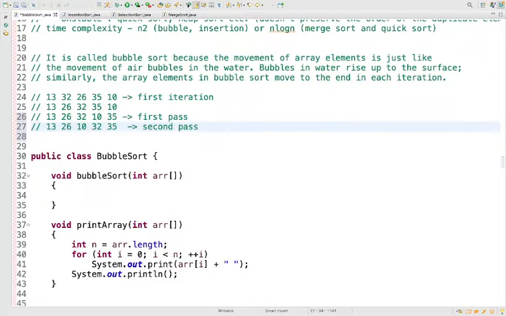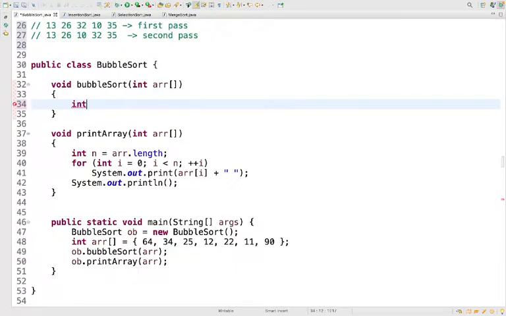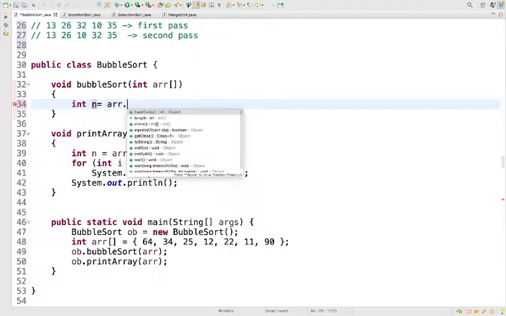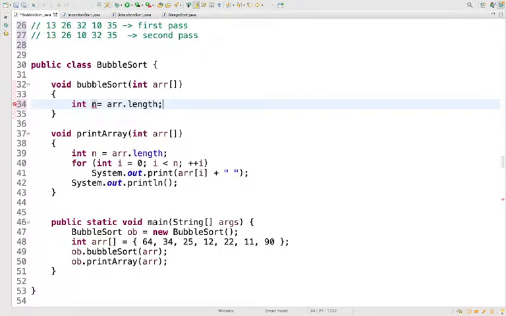So now we have to implement it. The template is the same again. We will have a main function, some predefined array, and a print array function to print the array. In the bubble sort, we have to write the logic in such a way that we find the largest element and keep it at the end. For that, the basic outline is that first we have to identify the length of the array to perform the computation through the loops.